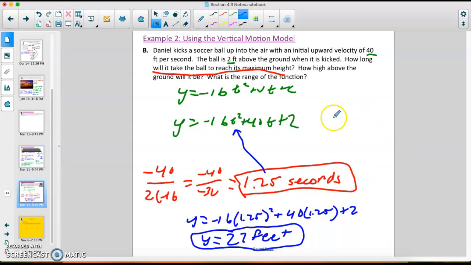And what's the range? Well, if you think about it, he kicks it from a height of 2, and that's the start. Okay, and then it goes up, and then it goes all the way back down to the ground, doesn't it? But it can't really go below ground, and so our range would be greater than 0, but then it tops out at, what, 27 feet? And so it has to be less than or equal to 27 feet. So it's between 0 and 27.